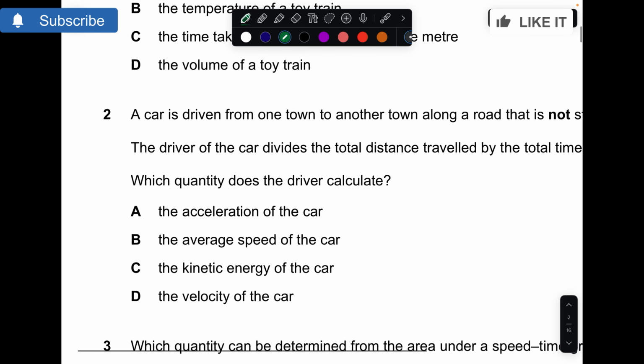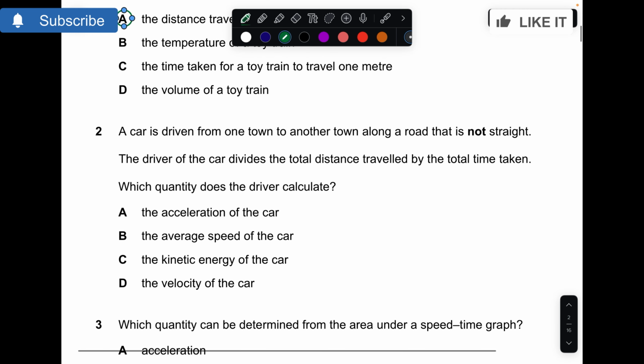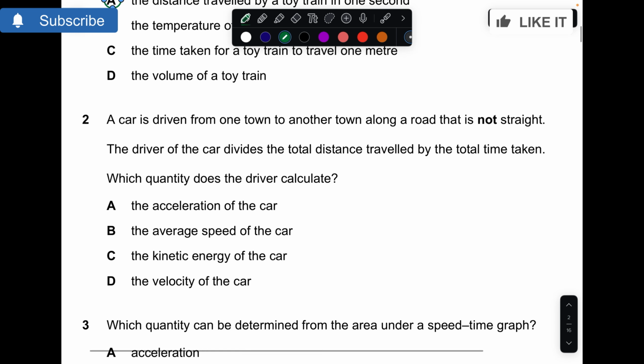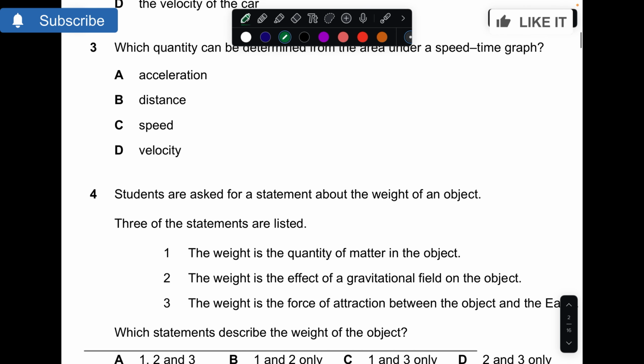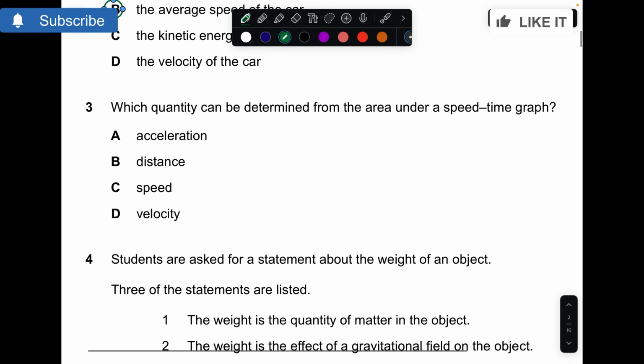And second question, a car is driven from one town to another along a road that is not straight. The driver of the car divides the total distance traveled by the total time. Which quantity does the driver calculate? So, total distance over total time, that gives you average speed. It's option B.